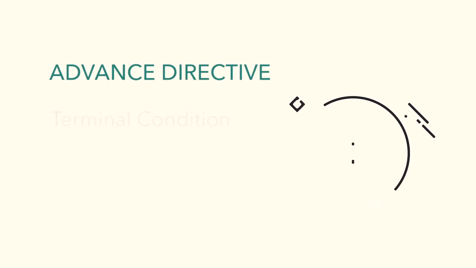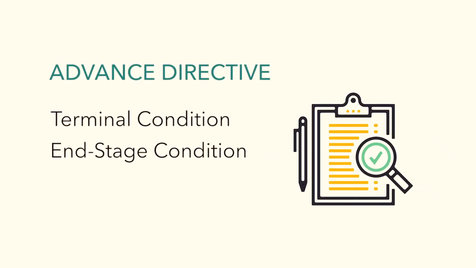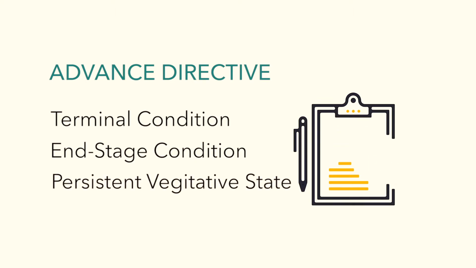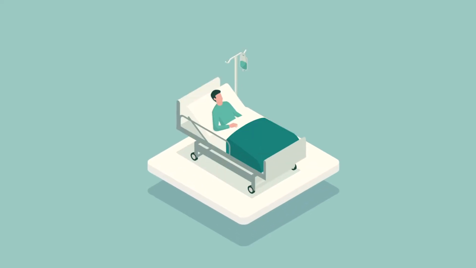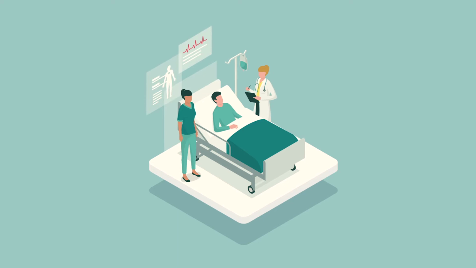An advance directive is a document or oral directive that appoints a healthcare agent to make healthcare decisions, and it may include a living will or your stated wishes about medical treatments when you no longer have capacity to make decisions. Advance directives usually address your wishes in cases of a terminal condition, an end-stage condition, or persistent vegetative state. Emergency medical services, or EMS, providers cannot take your advance directive as a medical order.